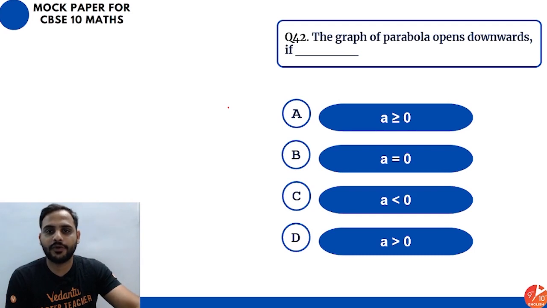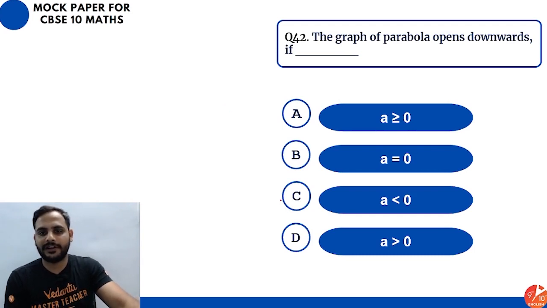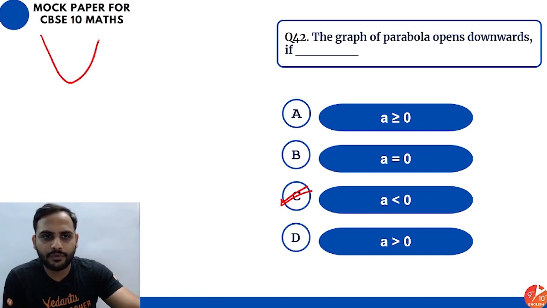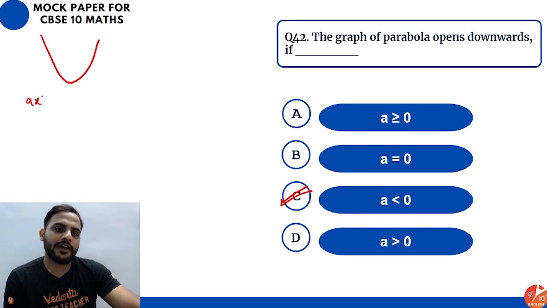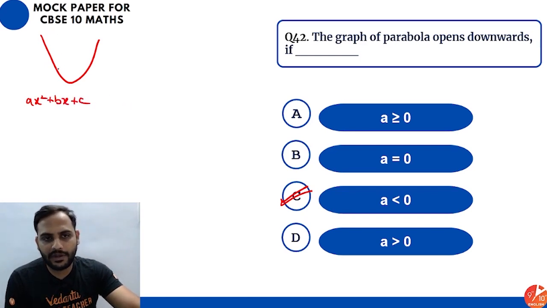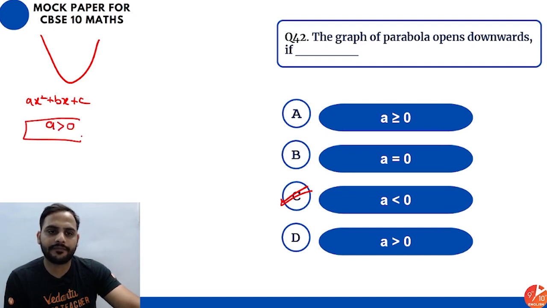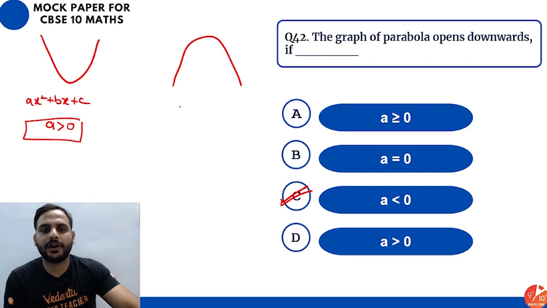So beta, if you are not aware of it, let me tell you one thing. I think this is a bit higher level for you. If a parabola is opening upward, see, parabola's equation is ax square plus bx plus c. So if the parabola is opening upward, that means remember a is greater than 0, and if the parabola is opening downwards, then in this quadratic equation, a will be less than 0.